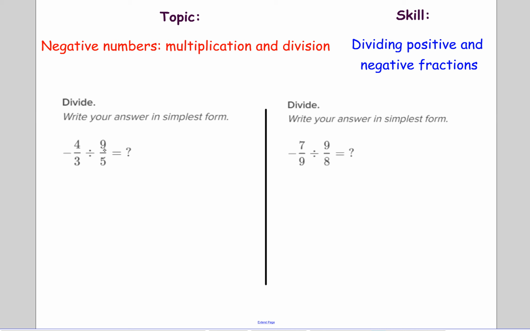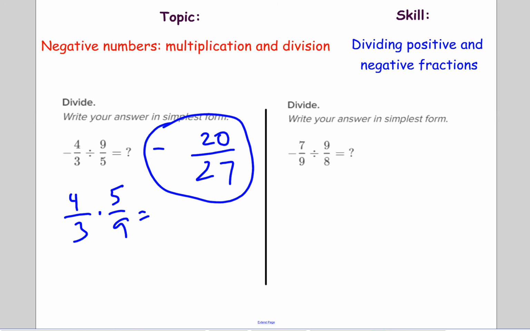Negative 4/3 divided by 9/5. Well, a negative divided by a positive is going to be a negative answer. So let's do the work now. All right, so 4/3 divided by 9/5 becomes times 5/9. And I can't simplify anything, can I? 4 and 3, no. 4 and 9, no. 5 and 3, nope. 5 and 9, no. So I'm just going to multiply across. My numerator is going to be 4 times 5, which is 20. My denominator, 3 times 9, which is 27. And I've already determined that the answer is going to be negative.